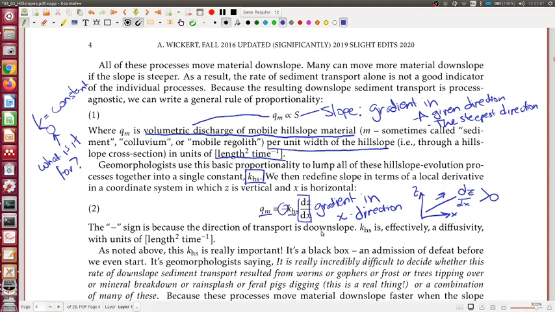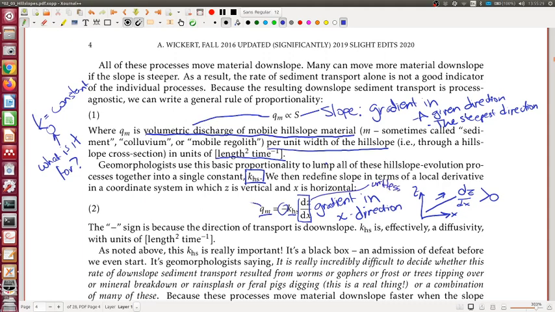And this K sub HS term, so if we think about this, dz dx, so z is elevation, that has units of length, like meters. X also has units of meters. So this is unitless.